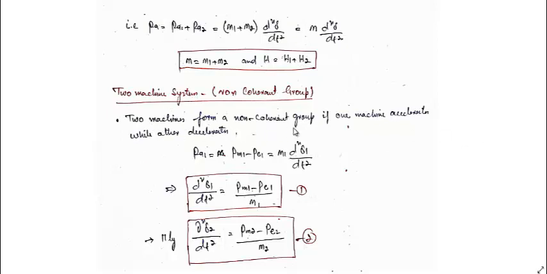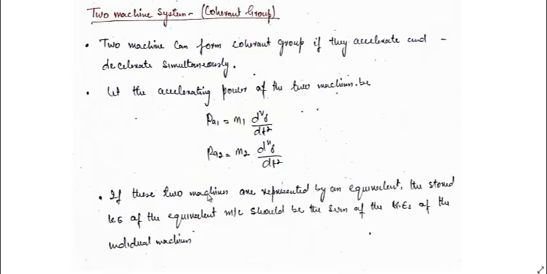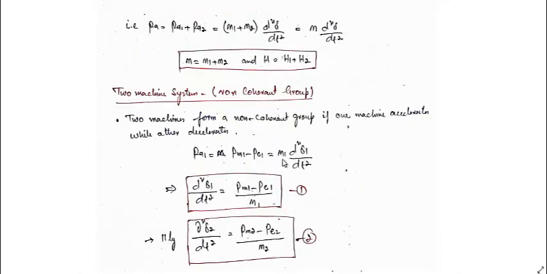Two machines form a non-coherent group if one machine accelerates and the other decelerates. Let us say PA1 is equal to PM1 minus PE1, which is equal to M1 del square delta 1 by del t square. So del square delta 1 by del t square is equal to PM1 minus PE1 divided by M1. Similarly, del square delta 2 by del t square is equal to PM2 minus PE2 divided by M2. So delta 1 and delta 2 are different. In the earlier case, they were the same and we kept them as delta because they were coherent. In this case, they are not coherent.